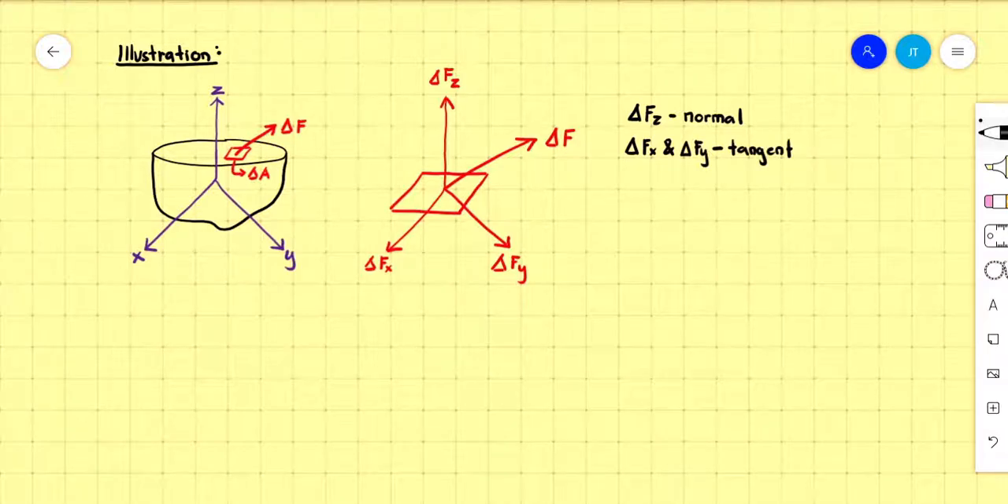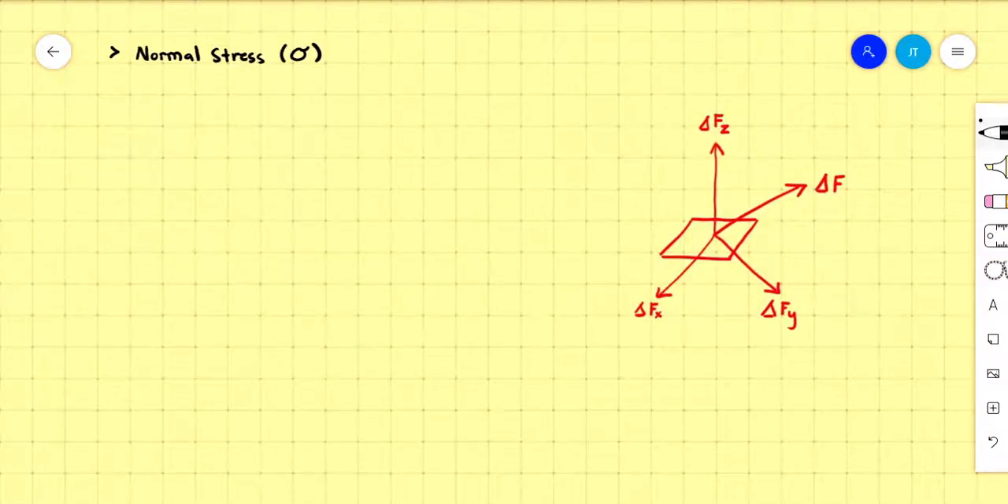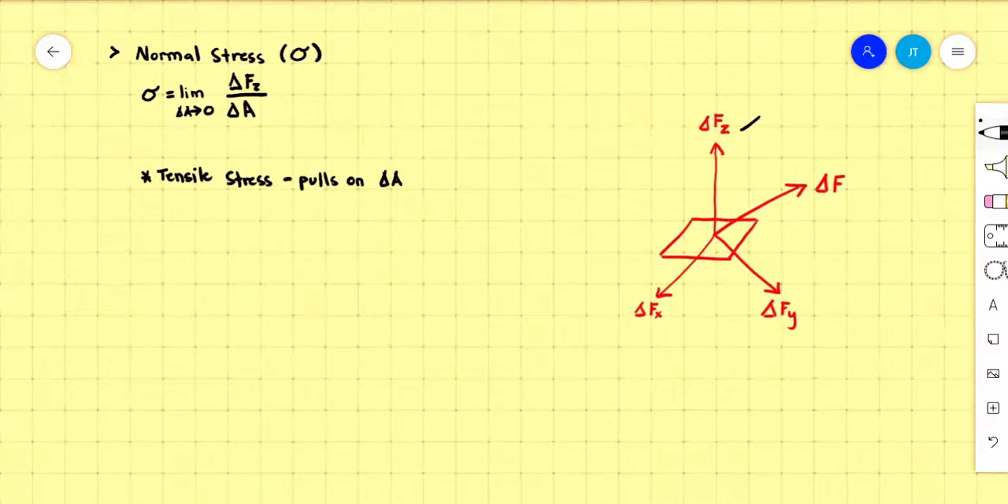Let's proceed to the normal stress. Considering the illustration beforehand, the force component normal with respect to the area is change of Fz. Normal stress uses the symbol sigma, and to make an equation for normal stress, it is the limit of change of Fz all over change of A as change of A approaches zero. There are two forms of normal stress. Tensile stress, which tends to pull or acts away from change of A, and compressive stress, which pushes or acts toward change of A.